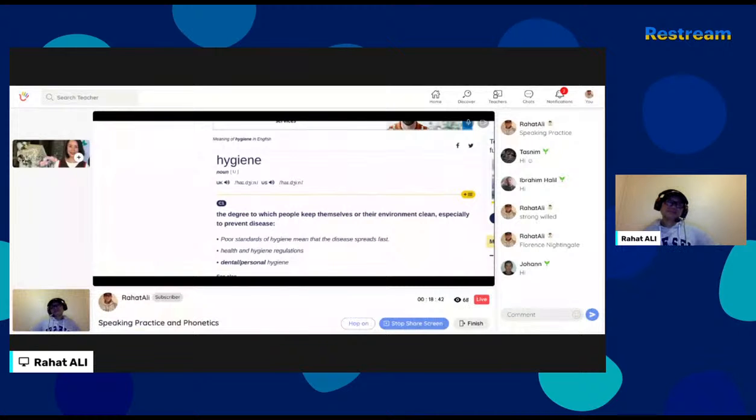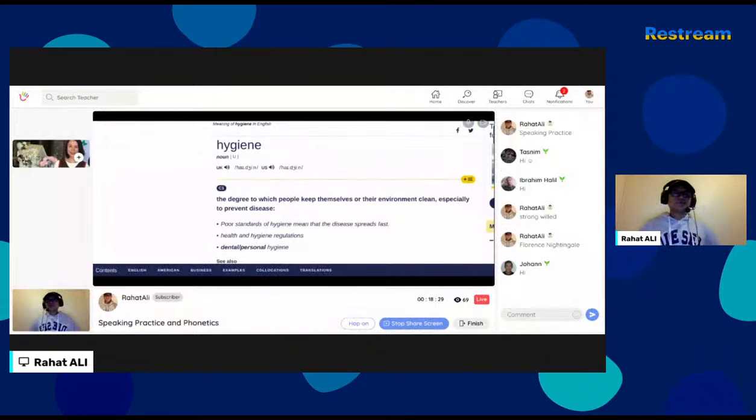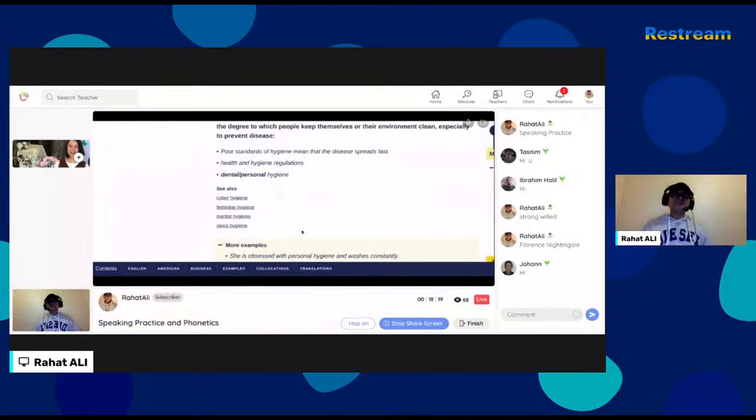Okay. The degree to which people keep themselves and their environment clean. Okay, we have read it. Now, can you see that poor standards of hygiene mean that disease spreads fast? Can you see this meaning? Poor standards of hygiene.